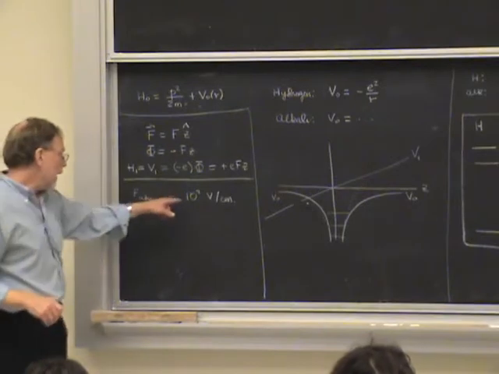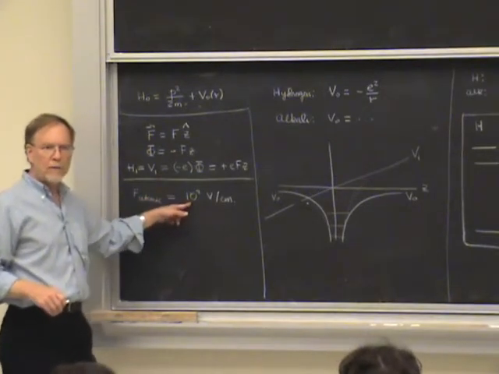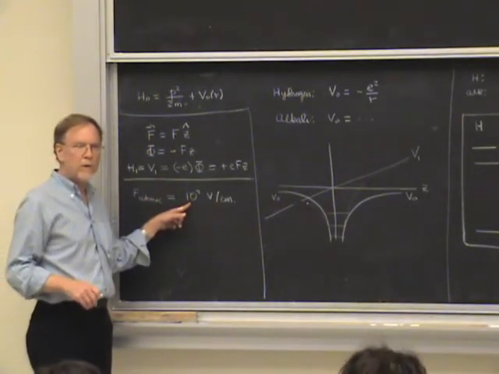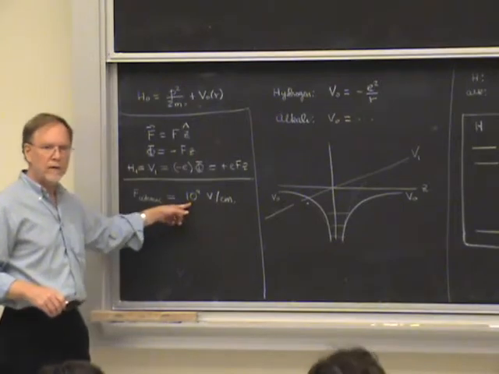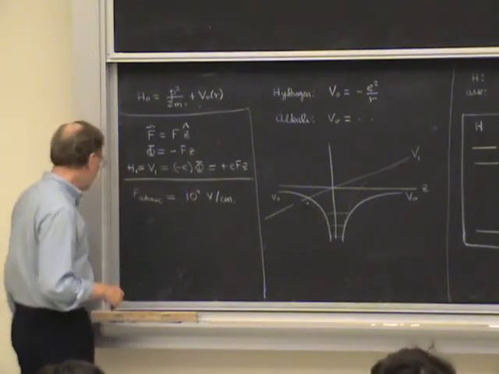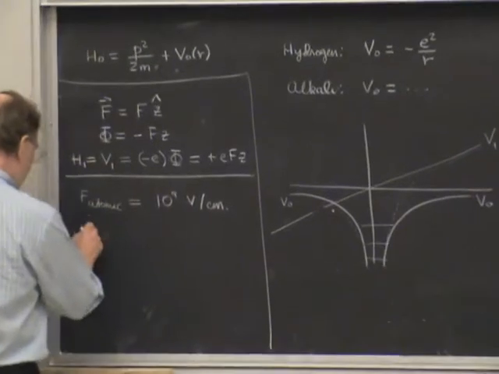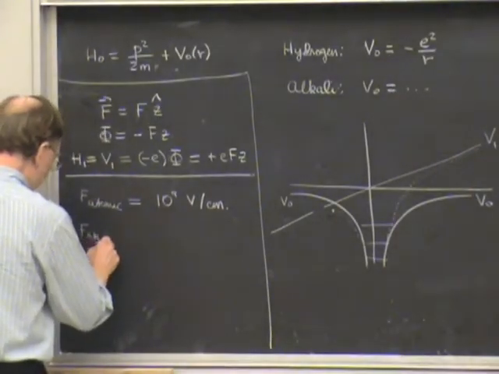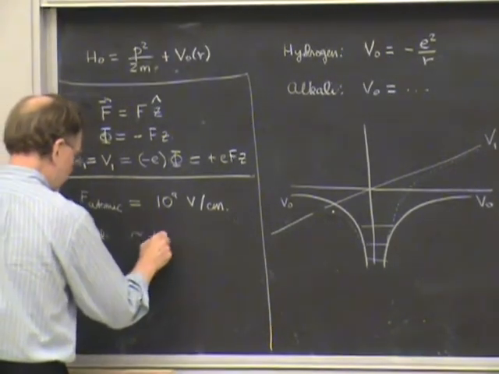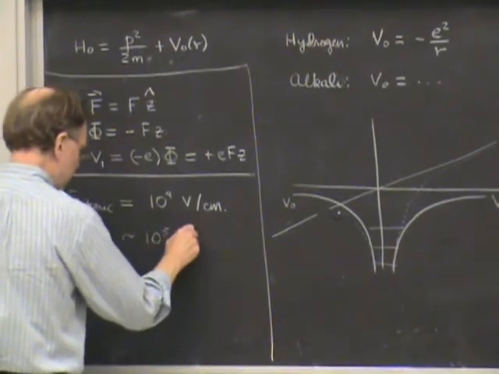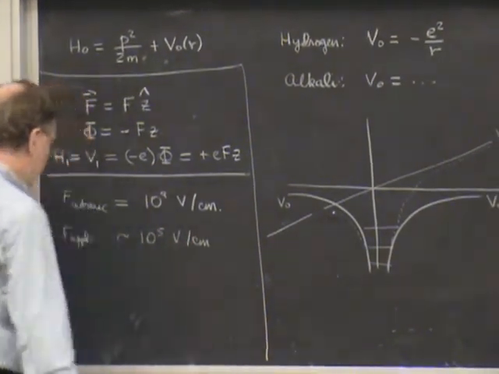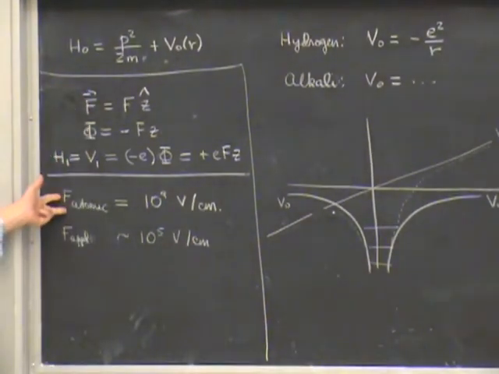This is a very strong electric field by ordinary standards. In laboratories, you hardly ever get more than about 10 to the 4th or 10 to the 5th volts per centimeter. It's kind of dangerous getting much more than that. We can take the applied electric field, for the sake of thinking of laboratory, as being something like 10 to the 5th, maybe 10 to the 5th max, volts per centimeter. The main point is that it's much less than the atomic field.